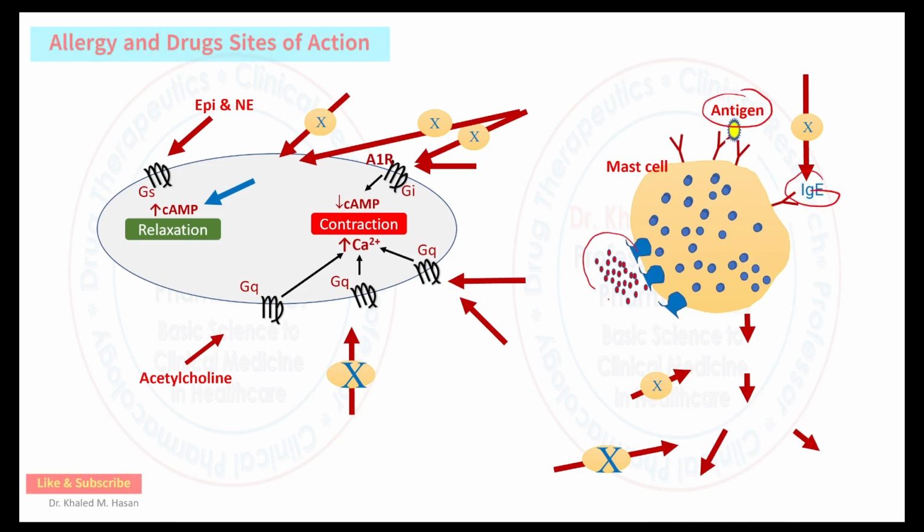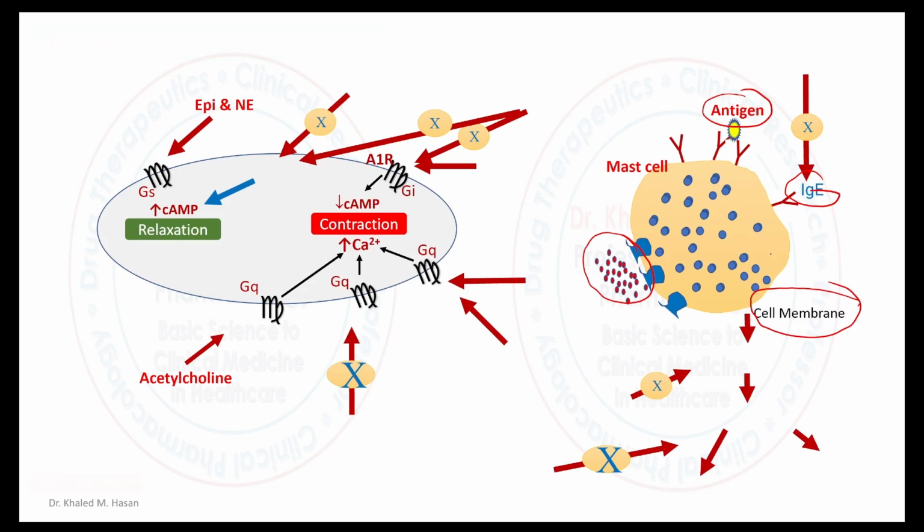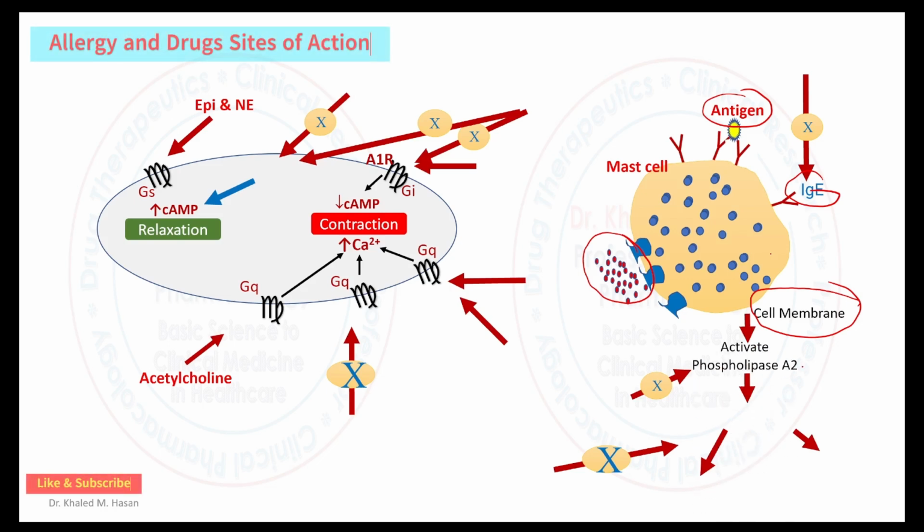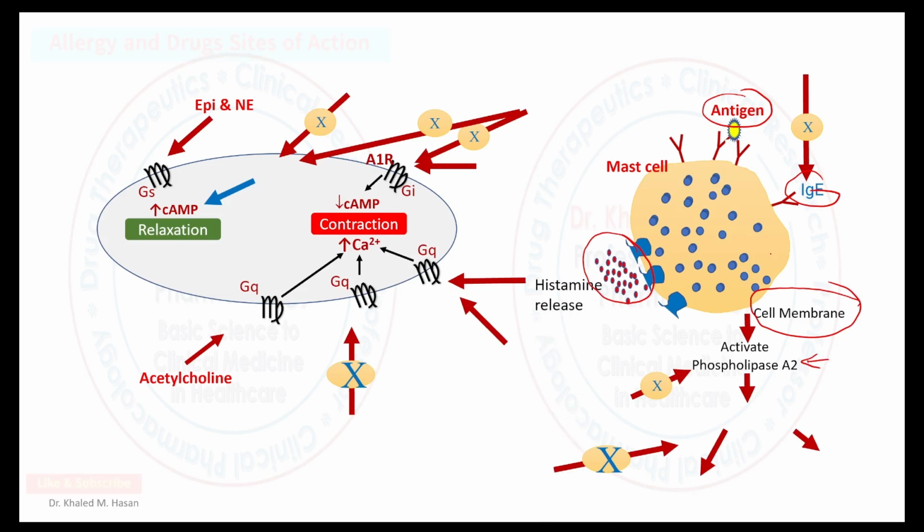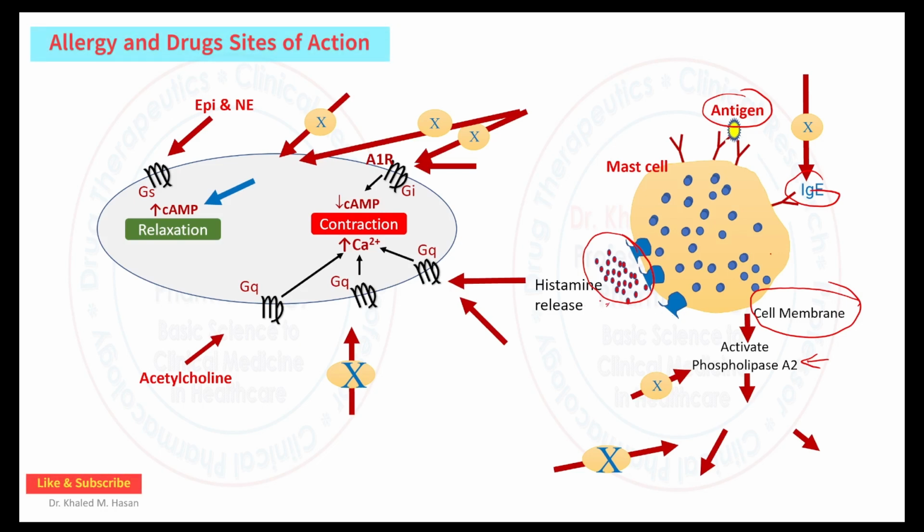This will lead to degranulation. The cell membrane will be activated, and this will lead to activation of the enzyme called phospholipase A2. And as you can see here, release of histamine. So we have two main mediators involved. Number one, histamine will be released. Number two, activation of phospholipase A2 and the cell membrane.